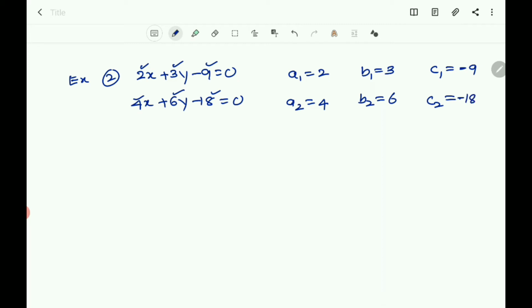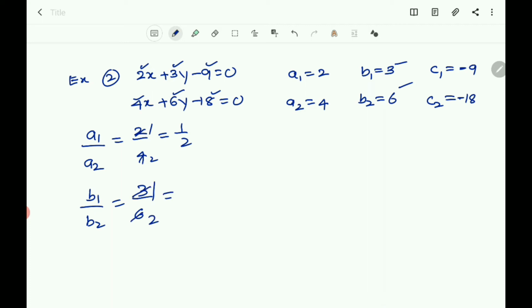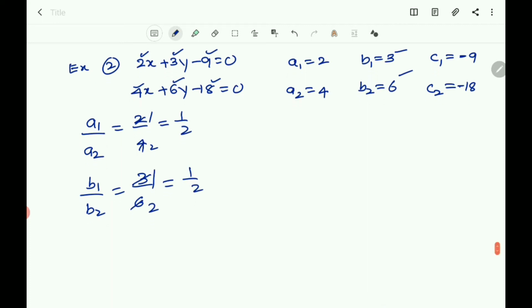And you find a1 by a2 here. a1 by a2 is 2 by 4, that is 1 by 2. Next you find b1 by b2. b1 by b2 is 3 by 6, that is equal to 1 by 2. Then you get c1 by c2, that is minus 9 by minus 18, which is equal to 1 by 2.